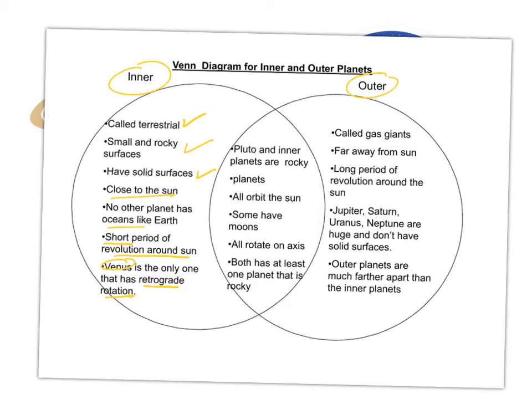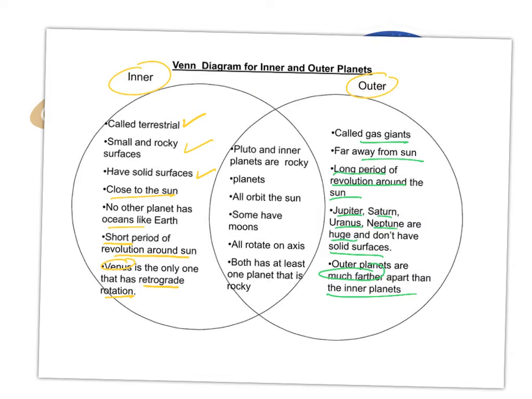It spins clockwise. Now, the outer planets, they're called gas giants. They're far, far away from the sun. It takes a long period to revolve around the sun, so their years are longer. Jupiter, Saturn, Uranus, Neptune are huge and don't have solid surfaces. And they're much further apart than the inner planets are from each other.